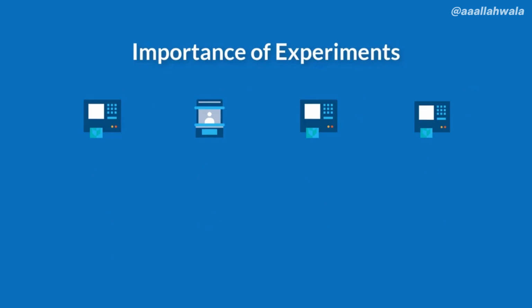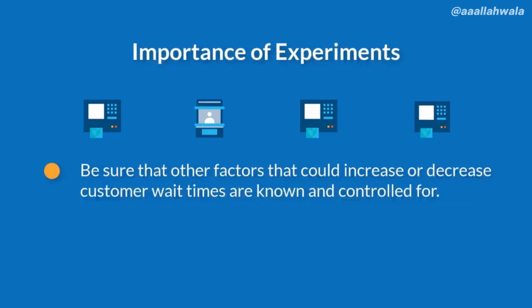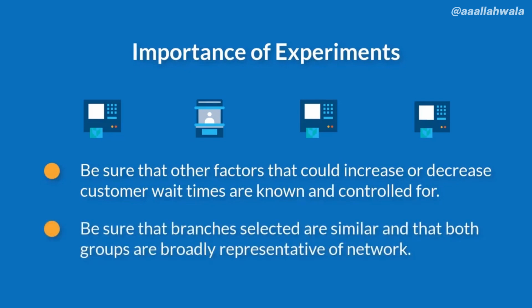Experiments can deliver valuable real-world information that's highly relevant to the company, but they need to be set up very carefully. For example, the bank needs to be sure that other factors that could increase or decrease customer wait times during the experiment are known and controlled for. They also need to be sure that the branches selected for automation are similar to those not selected, and that both groups are broadly representative of the whole network.